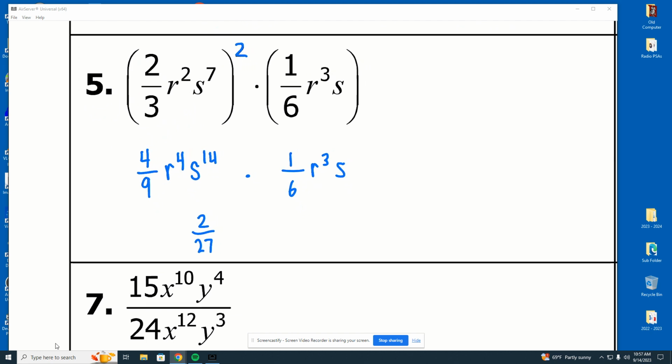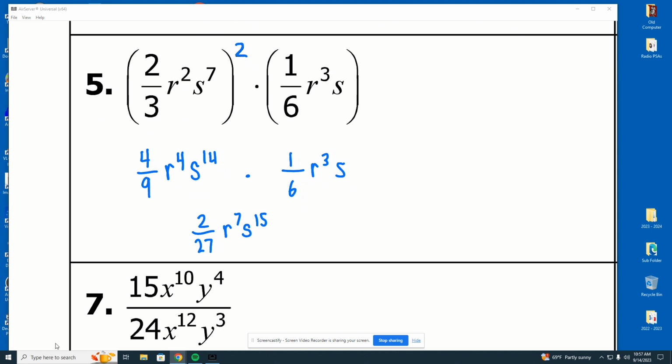Now, we're going to multiply our variables. You got 2 options. When I do r to the 4th times r to the 3rd, it becomes r to the what? 7th. And when I times s to the understood first, what does that become? S to the 15th. So listen, here are my two options.